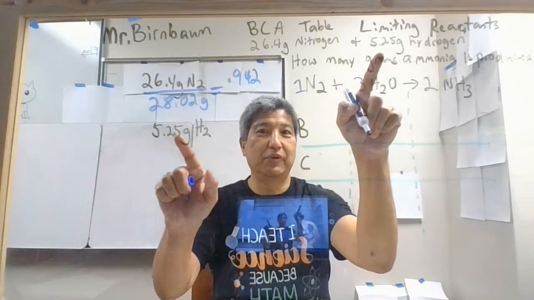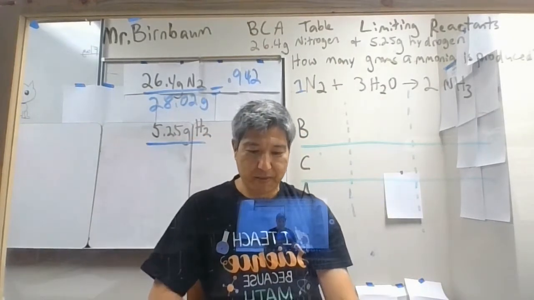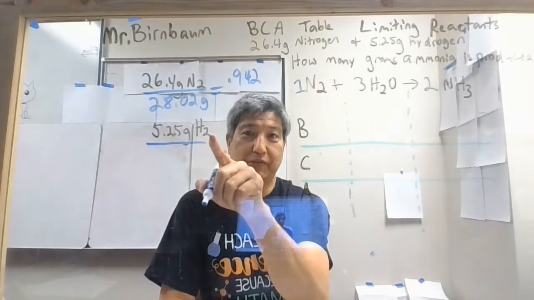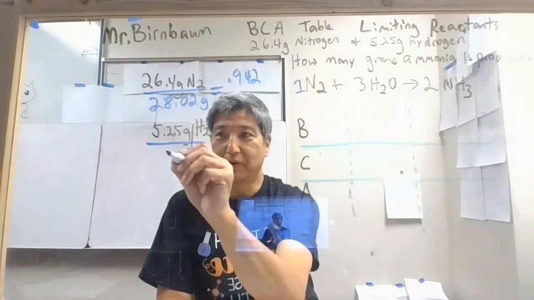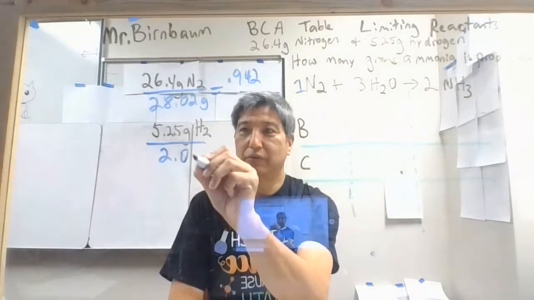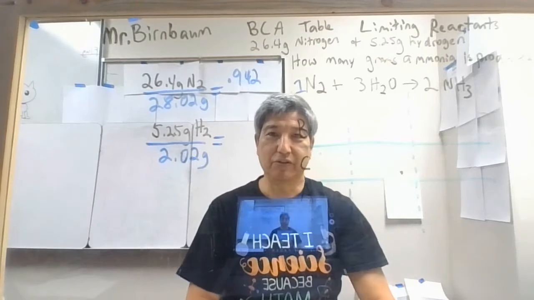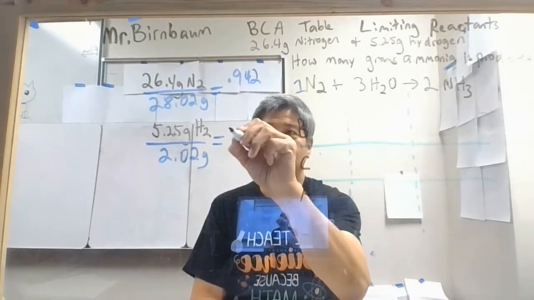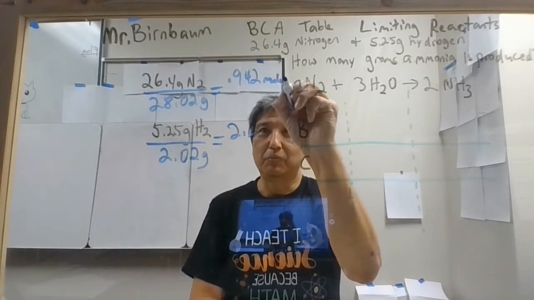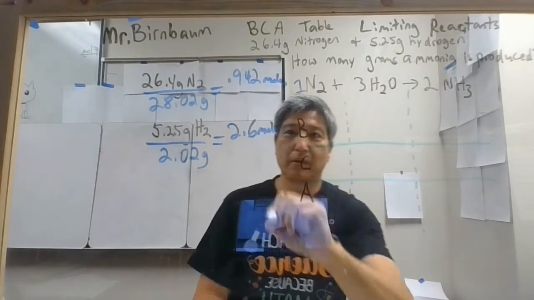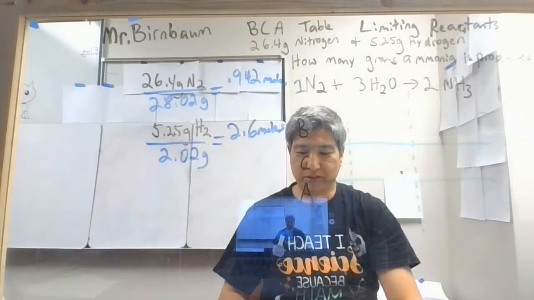We'll do the same thing with the hydrogen. So we've got 5.25 grams, so we have to convert that to moles. For hydrogen, we have 2 of them, so when we look on the periodic table, we have to double that number. So it's going to be 2.02 grams. And you can use your calculator for this. This is going to be 2.6. And both of these are moles, so that we can put them in the BCA table.